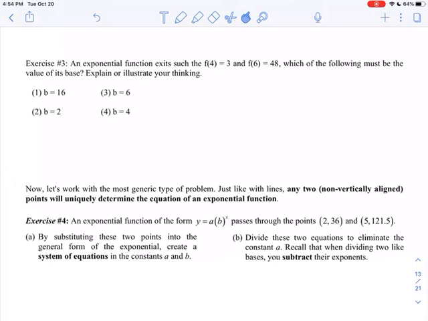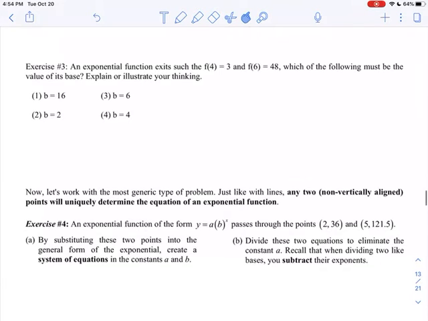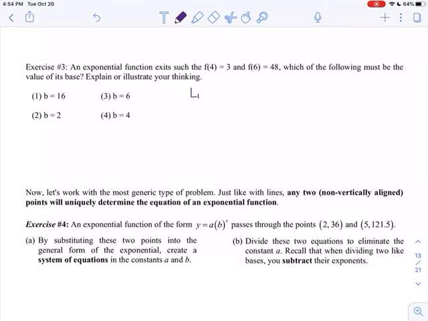Next page. An exponential function exists such that f of 4 equals 3 and f of 6 equals 48. Which of the following must be the value of its base? Okay, so again, you can put this into your calculator, into L1 and L2. My points are 4, 3, and 6, 48. This is multiple choice, so you absolutely can do that. All right, but if you think about it logically, x is 4 and y is 3. When x is 5, I don't know what y is, but when x is 6, y is 48.